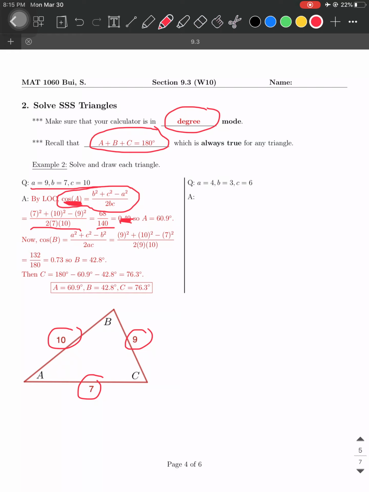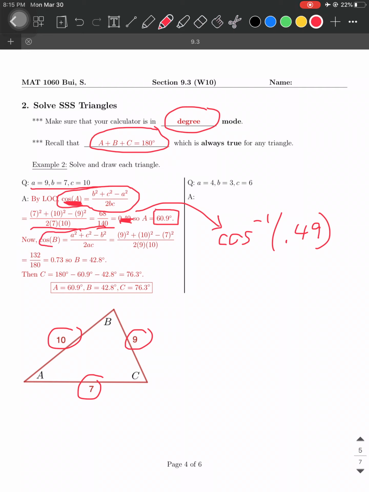So what you need to do is, let me pull it out here, you have to do cosine inverse of 0.49. Plug it into the calculator and make sure your calculator is in degree mode. After that, it will spit out this number in here. That's the answer for angle A. Okay, and similarly, we're going to do the same thing to find angle B.